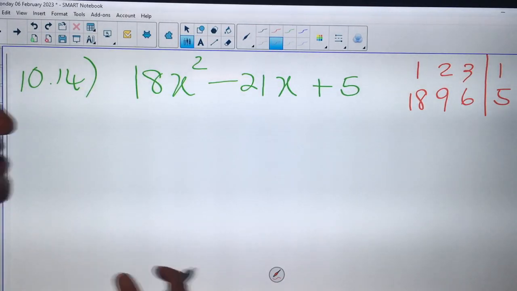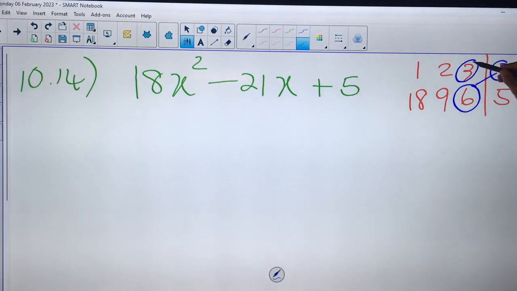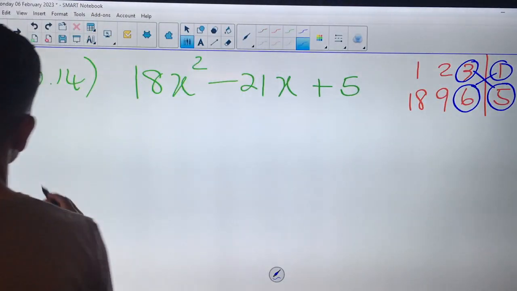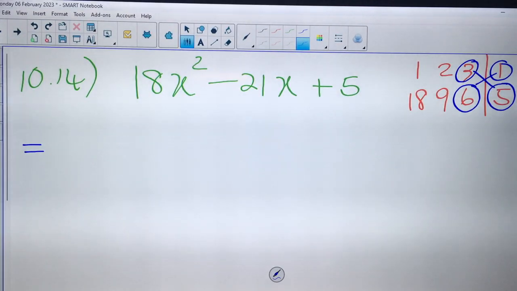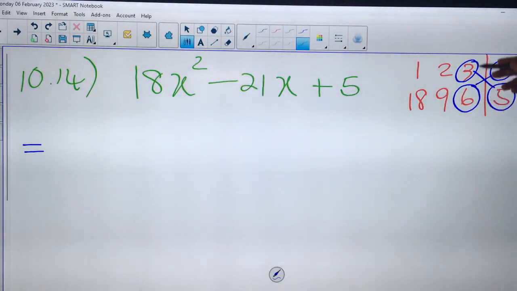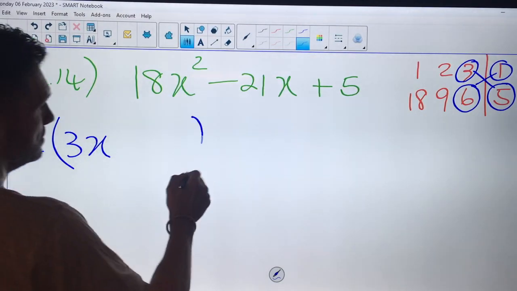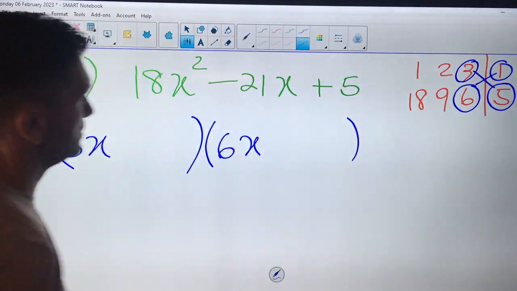So we go through the whole process again. I'm just going to take a shortcut here to save us some time. You will see that the one that will work is 6 times 1 will give me 6. And 3 times 5 will give us 15. And 15 plus 6 will give us 21. So the 18 goes with the x squared. That means that the factors of 18, the 3 and the 6, will be with the x. So here we have 3x and 6x.